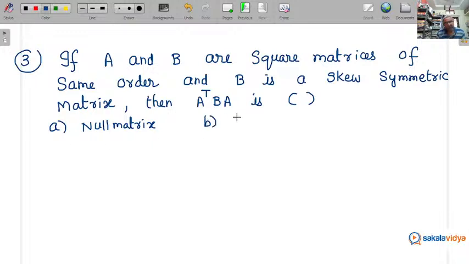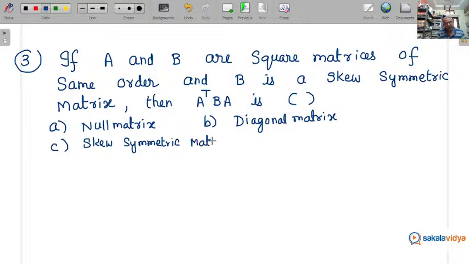Option B, that is diagonal matrix, and C is a skew symmetric matrix, and D is symmetric matrix. So this is the question, right? So let us try to solve this question now.